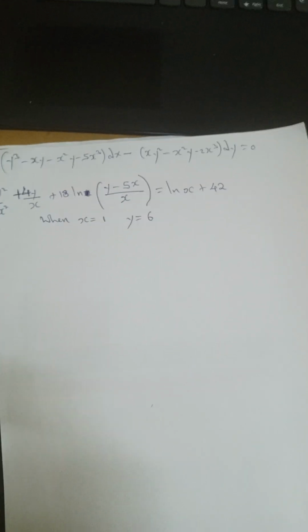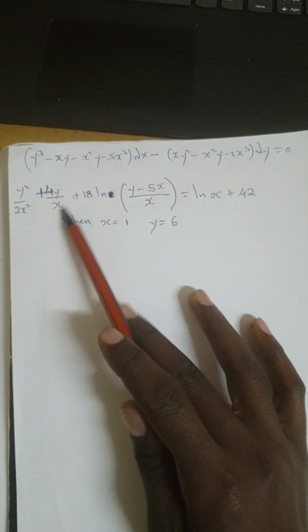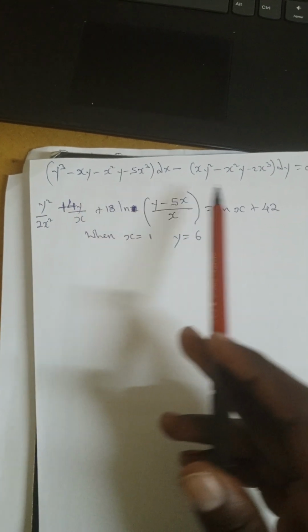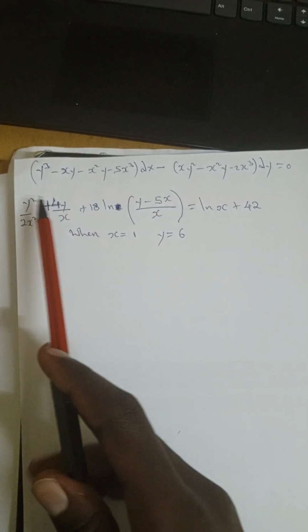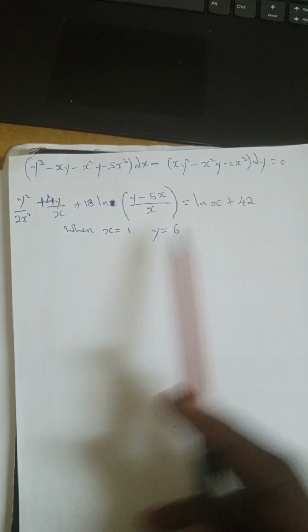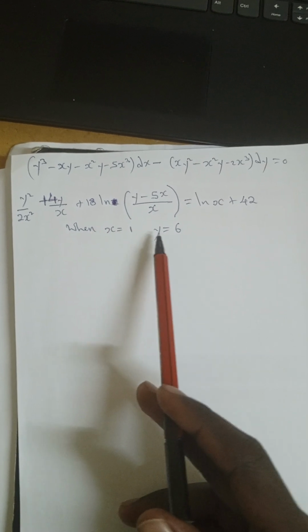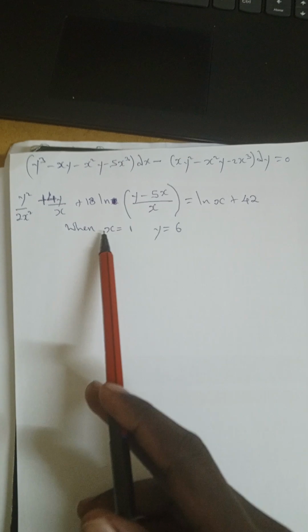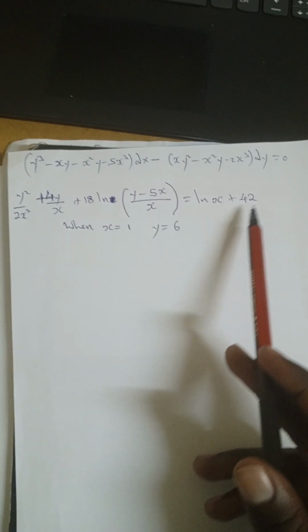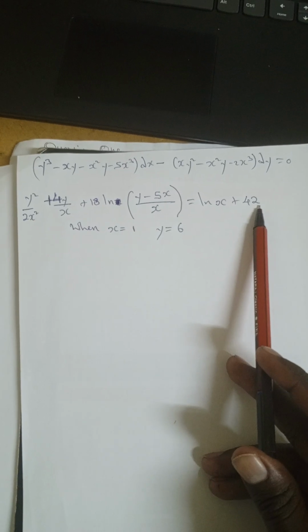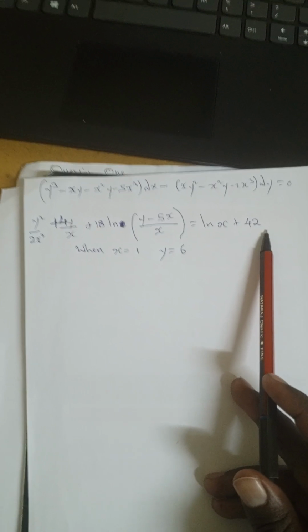Welcome to today's lesson. In today's lesson, we are going to break down this ordinary differential equation and show that it is equal to this whole thing. We have been given conditions. They are saying when x is equal to 1 and y is equal to 6. These conditions are important for us to find this 42, which is the constant of integration. So let's dive in.